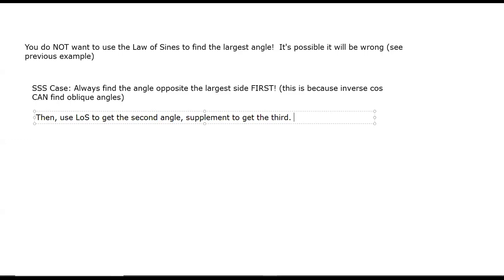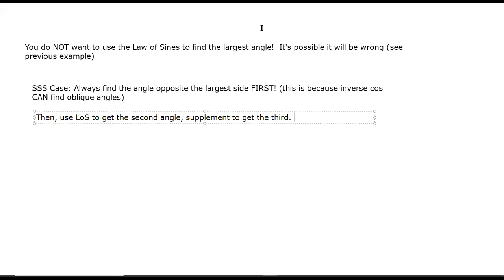So again, the biggest issue to take a hold of is you do not want to end up doing the law of sines to find the largest angle. You can use the largest angle, that's fine, but you don't want to be finding the largest angle with this because it could be wrong.